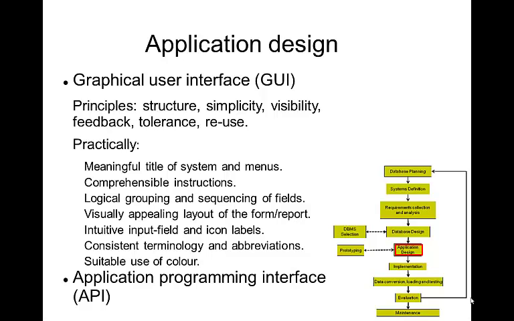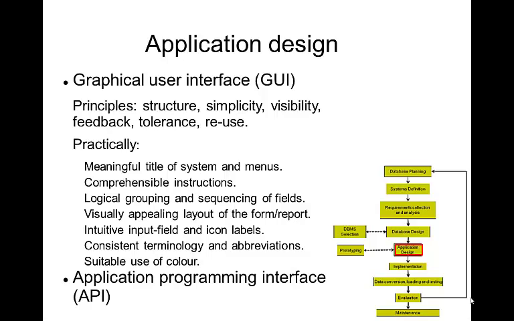And then there's a list at the bottom of various things that are more specific rather than these general principles. So: meaningful titles for systems and menus, comprehensible instructions, logical grouping and sequencing of fields, visually appealing layout, intuitive input fields, icon labels, consistent terminology, abbreviations, suitable use of color. All these things are practical ways of implementing these principles.